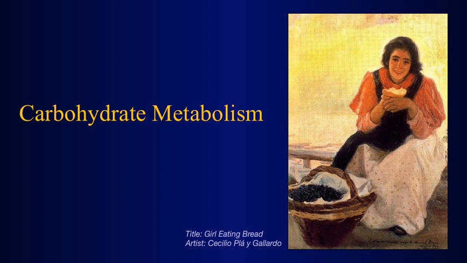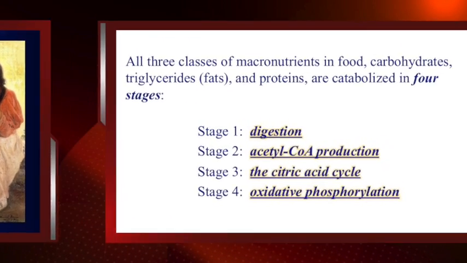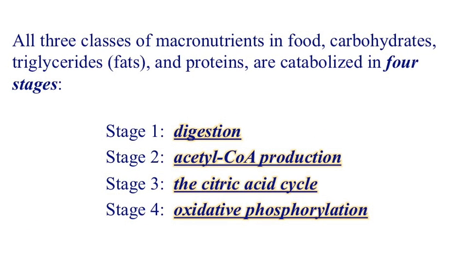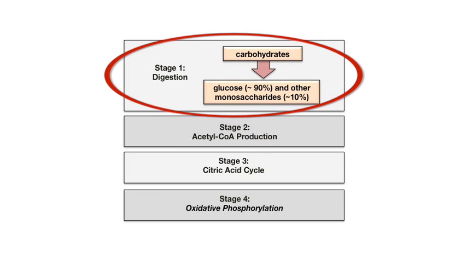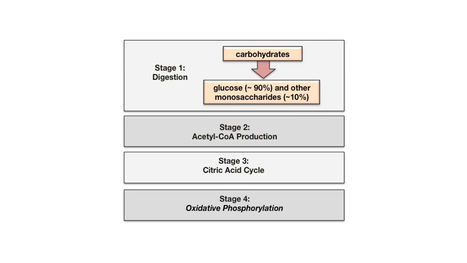In this video, I introduced you to the metabolism of carbohydrates. I listed the 4 stages in which the macronutrients in food are catabolized. Then I elaborated on digestion, the first stage of carbohydrate catabolism. In the digestion of carbohydrates, carbohydrate polysaccharides and oligosaccharides are converted to glucose and some other monosaccharides. In the next video, I'll discuss stage 2 of carbohydrate catabolism.